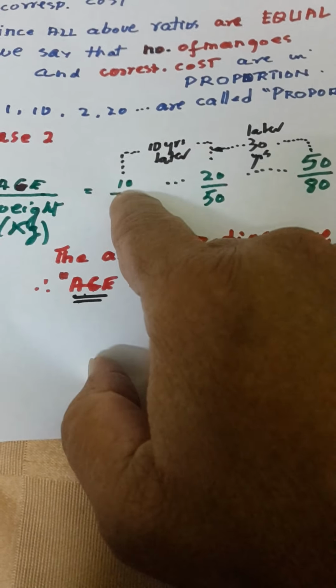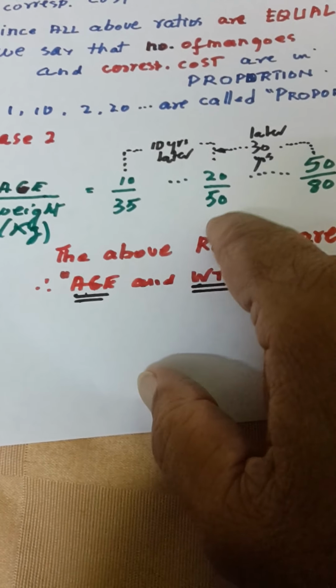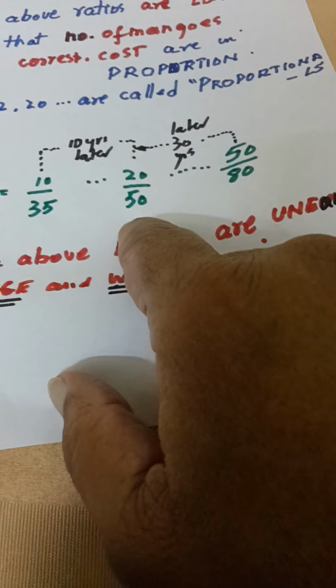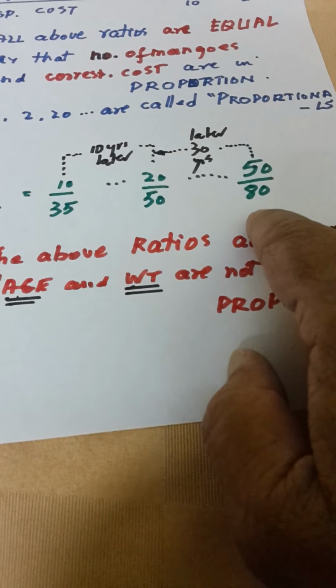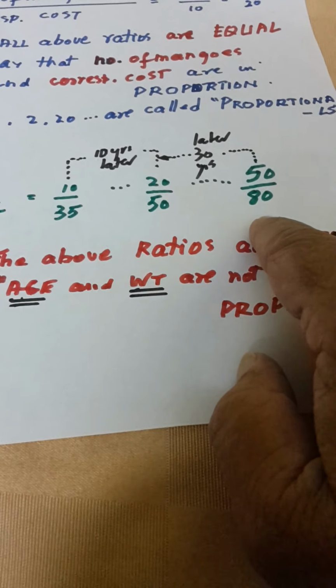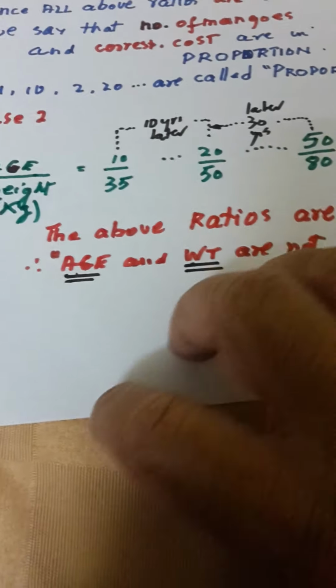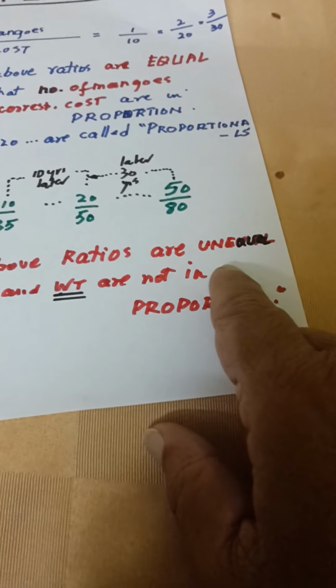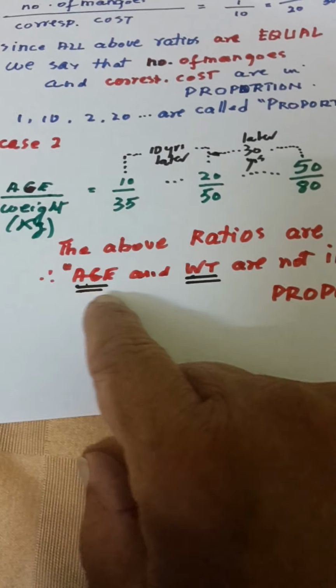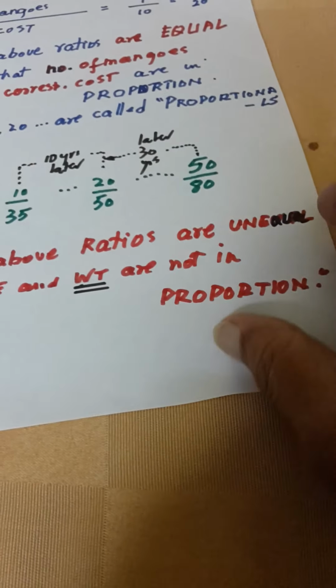See here, this is double. So this should also be double. It should be 70. If you consider this one, this is 5 times of this. So this should be 5 times of this, which is certainly not. About 175 or something it should be. The above ratios are unequal, therefore age and weight are not in proportion.